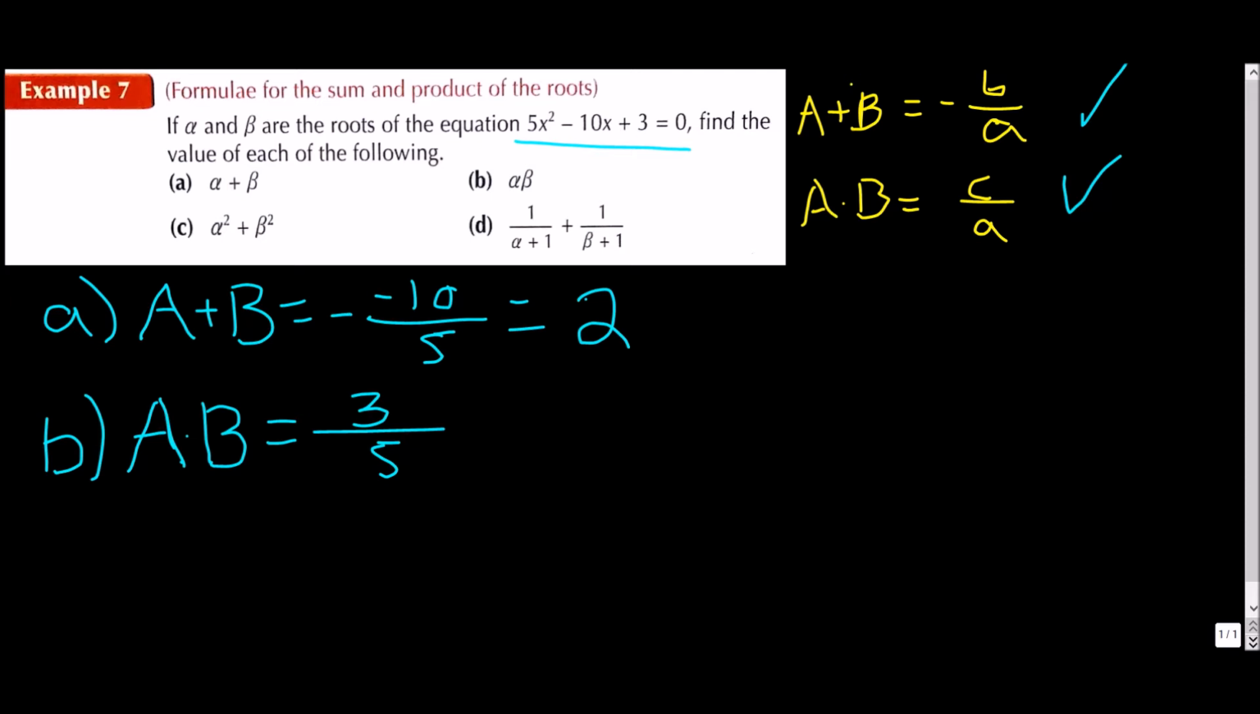Now, we're going to use both of these at different times to help answer the remaining questions we have. Part C is going to take a little manipulation here. Part C asks us to find, if we know this, what alpha squared plus beta squared would be. So I'm going to move down real quick. For part C, it wants alpha squared plus beta squared.